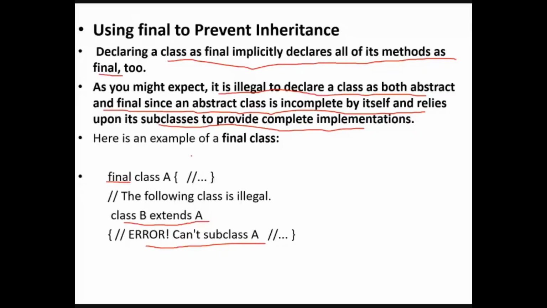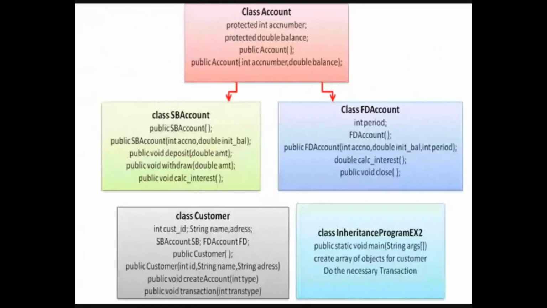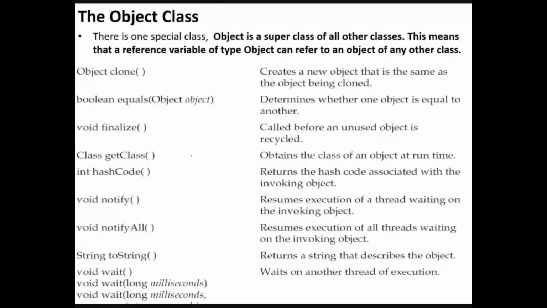So if a class is final, you cannot inherit it. If a class is declared as final, all the methods in the class are final by default. You cannot make a class both final and abstract. Either the class can be final or it can be abstract, but it cannot be both. Got it?